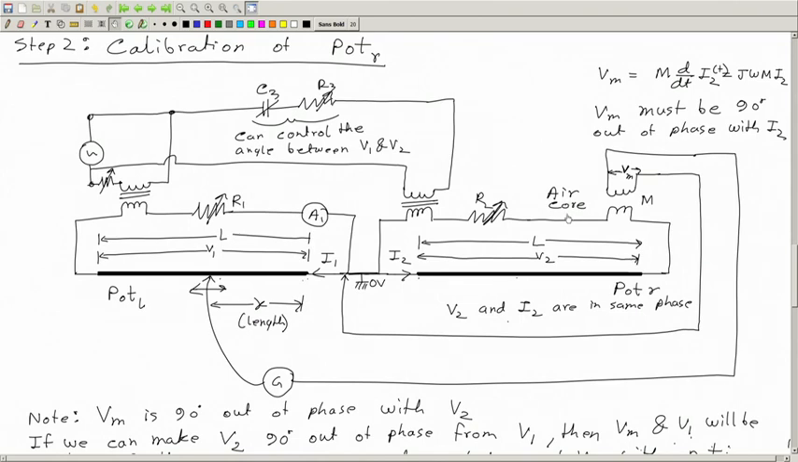Since we are dealing with the subject of measurement, where accuracy is very crucial, these minute things must be remembered, that we should not use an iron core transformer here. Okay, thank you.